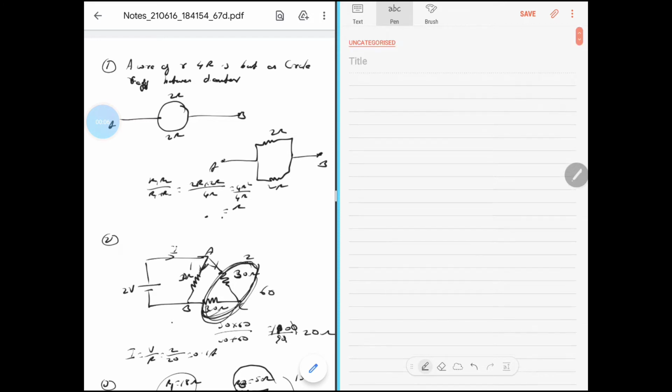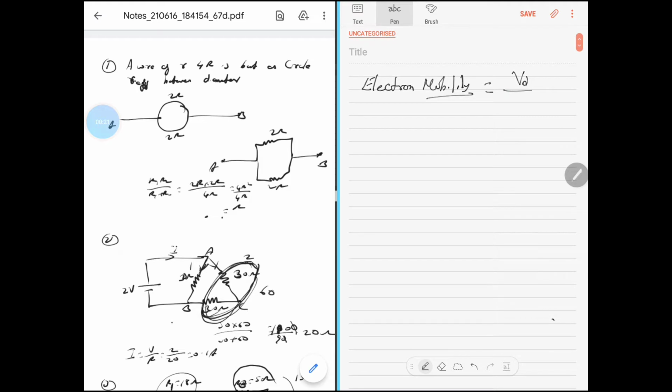So in continuation with the current electricity lesson, I want to teach you what is electron mobility. It is a very important question. Define electron mobility. Mobility shows how mobile the electrons are. Drift velocity acquired per unit electric field is what is called electron mobility.